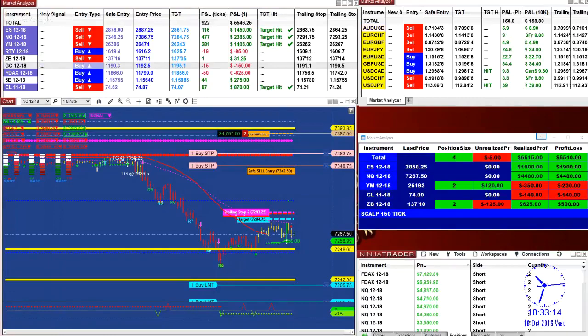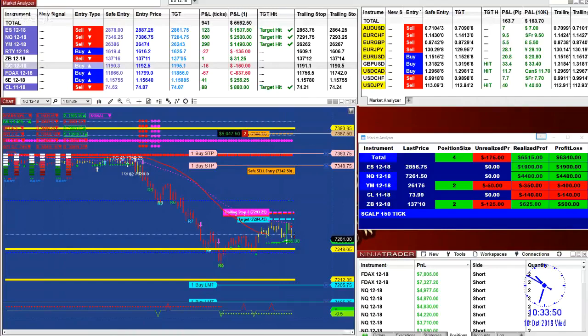On the ES, I'll be more than glad, sir, to call the trade for you. I'm thinking of going long on the ES, but if you wanted to scalp the ES, I'll be more than glad to look at the chart and give you some entry signals. Not the signals, because the signals here are auto trade, but I'll be more than glad to call a trade for you.